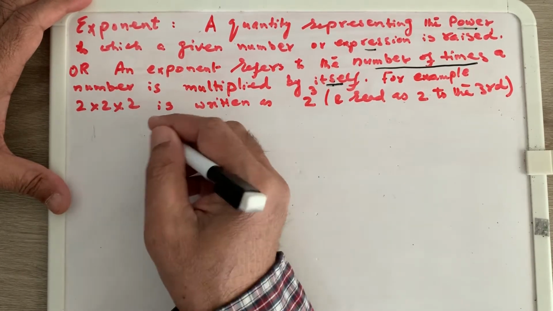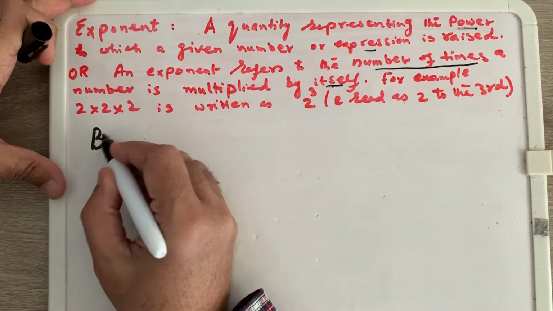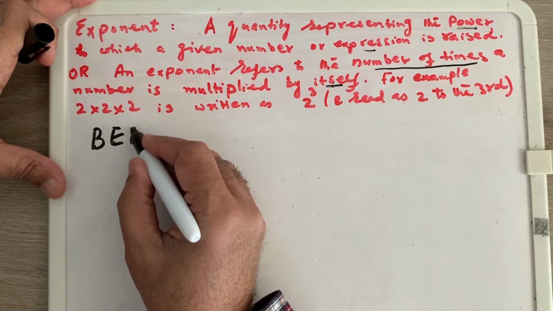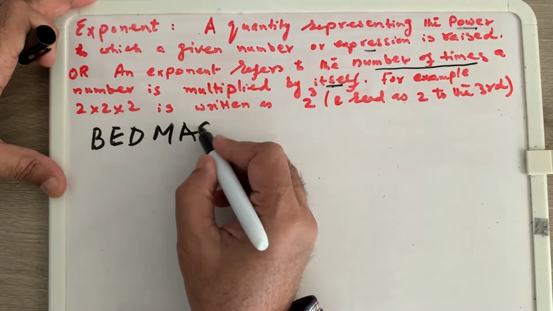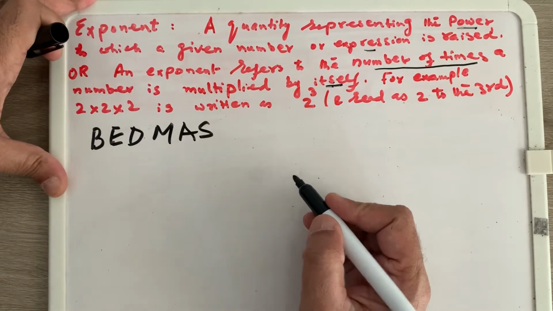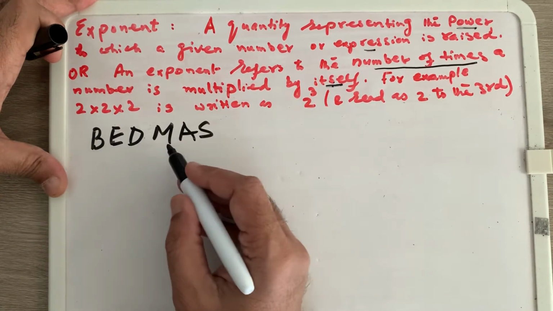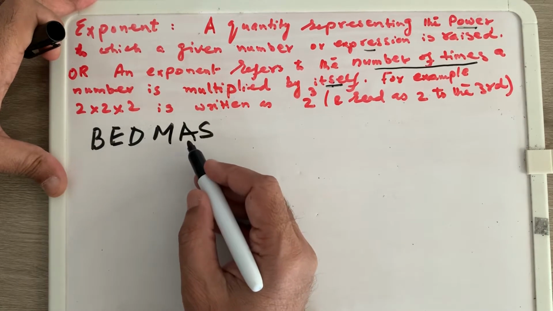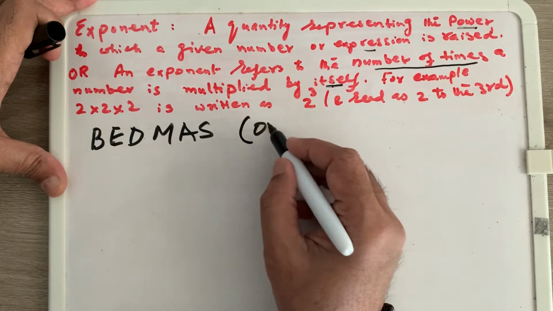But we have to see what BEDMAS is, right? So BEDMAS is, let me check this. So this is more bold. BEDMAS, BEDMAS. So what does it stand for? B for bracket, E for exponent, D for divide, M for multiplication, A for addition, S for subtraction. So this is order of operation.